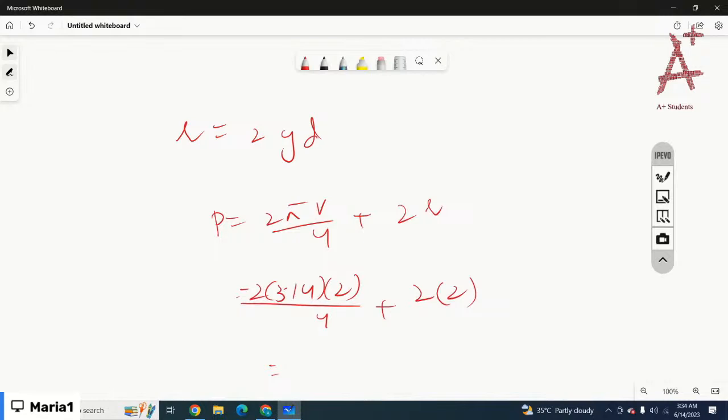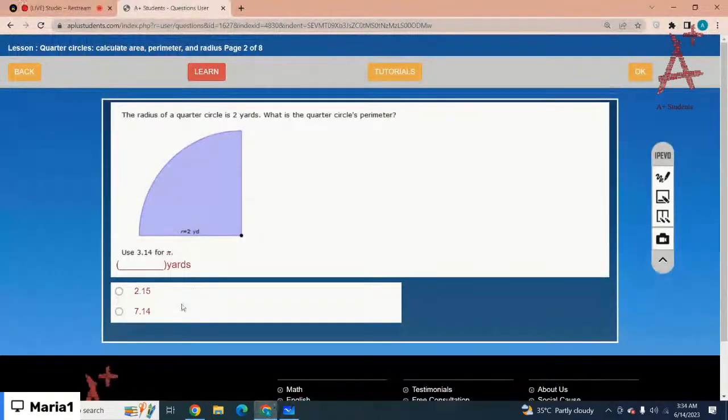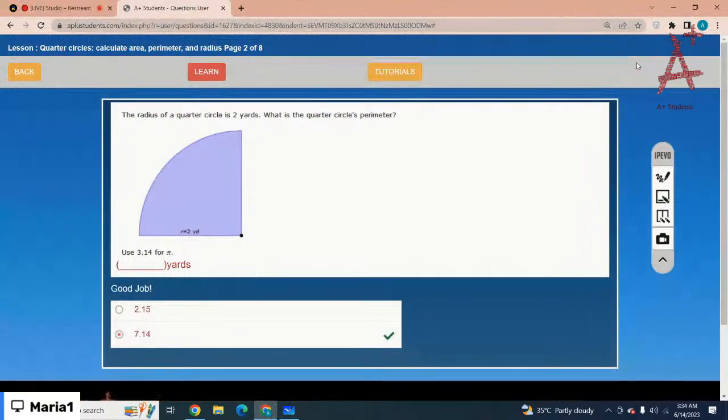2 times 3.14 times 2, and that would be 2 times 2 is 4. Got it? So these 4s would cancel out. So it would be 3.14 plus 2 times 2 is 4. So it would be 7.14. Got it? The correct option is 7.14. The second option is the correct one.